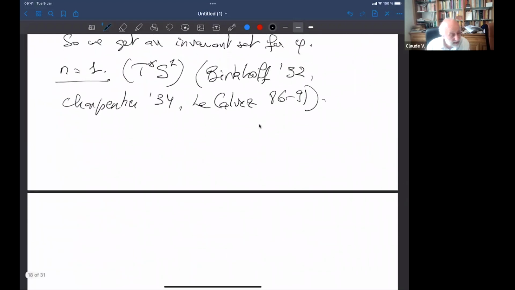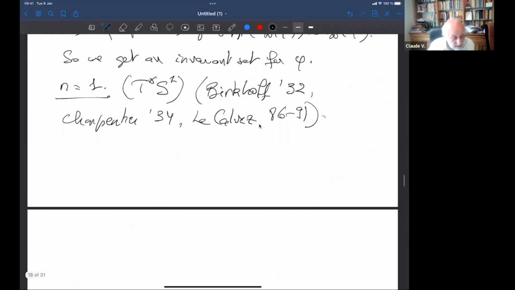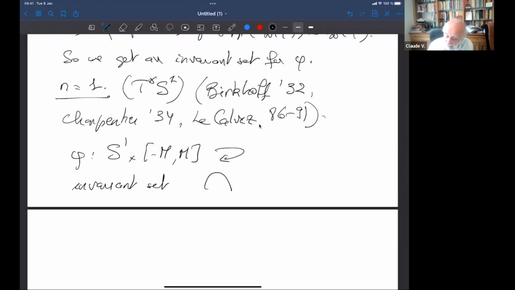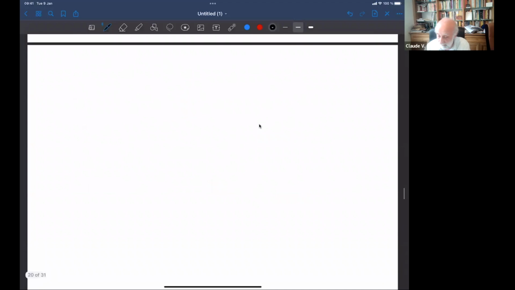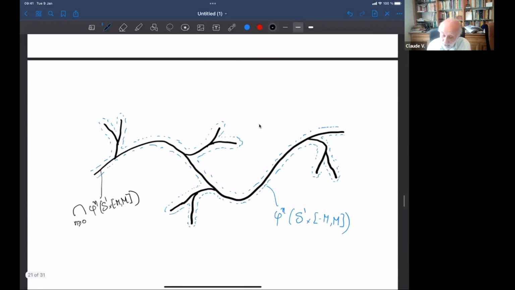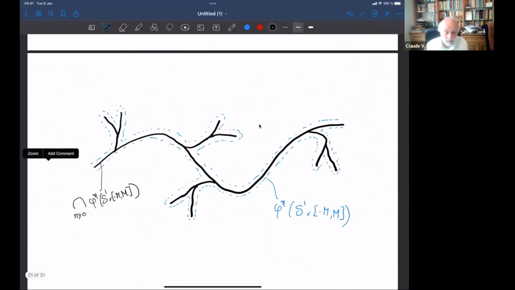So what happens here? You can look at the map phi, which will send S1 times minus m into itself, and then I can find an invariant set, which will be the intersection of the phi n of S1 times minus n. And this is the picture which I represent here.